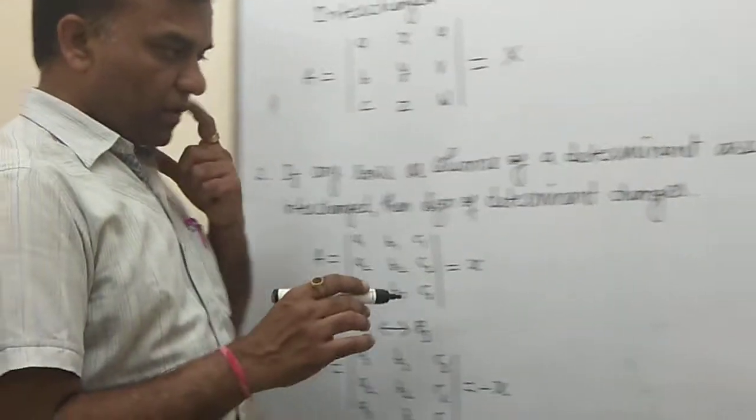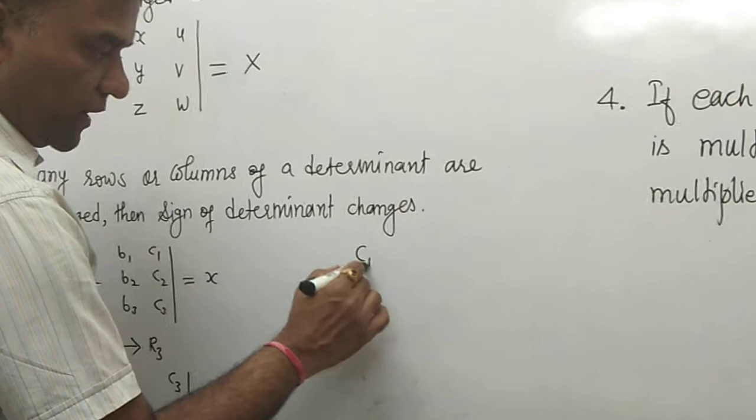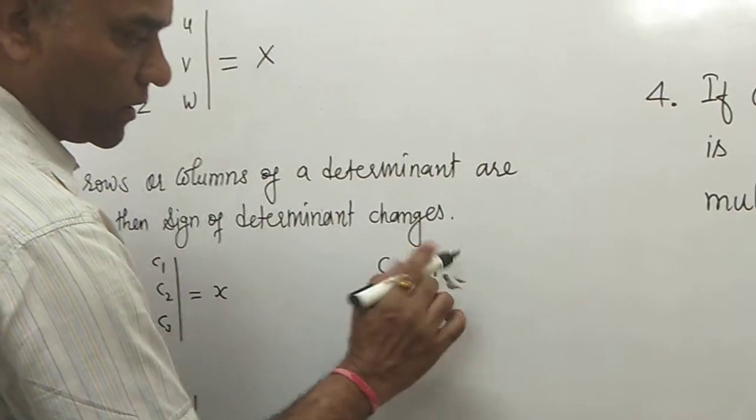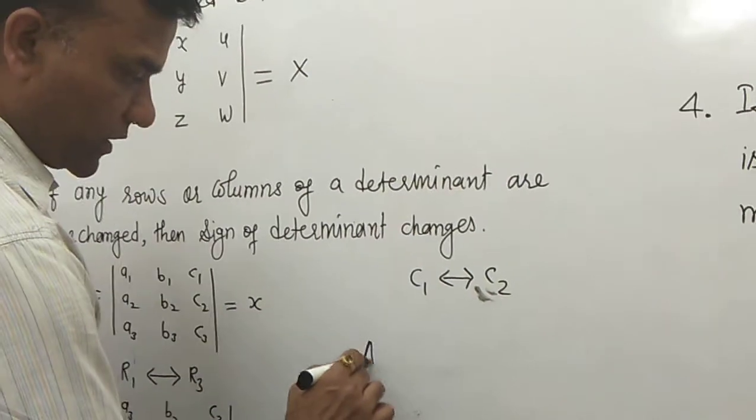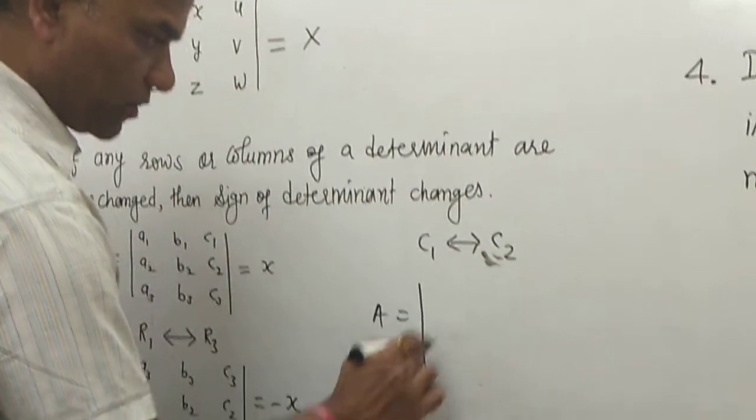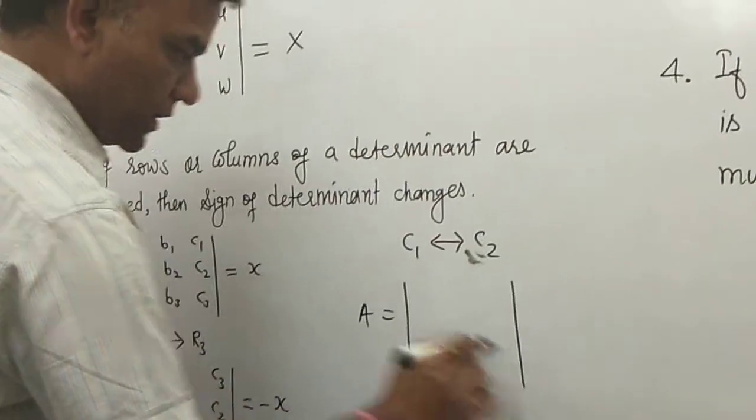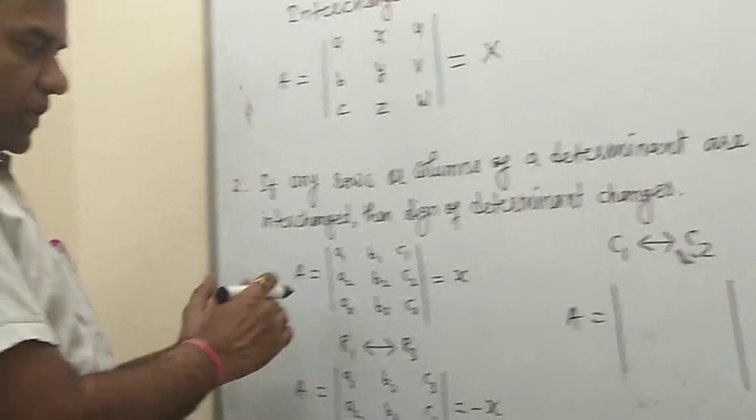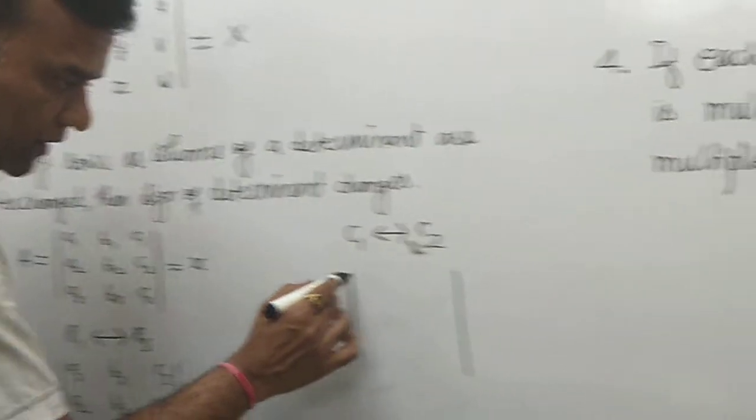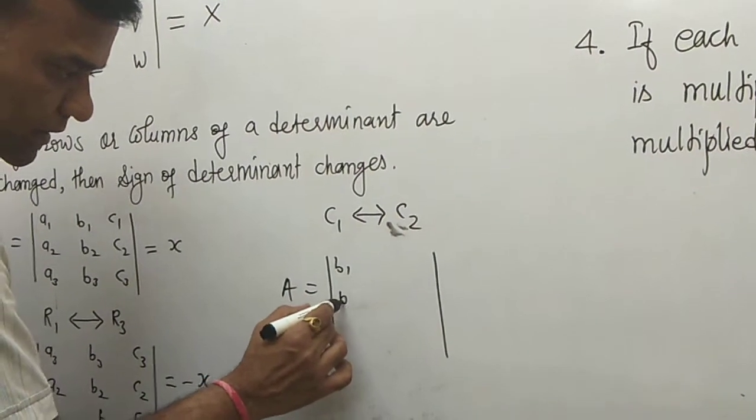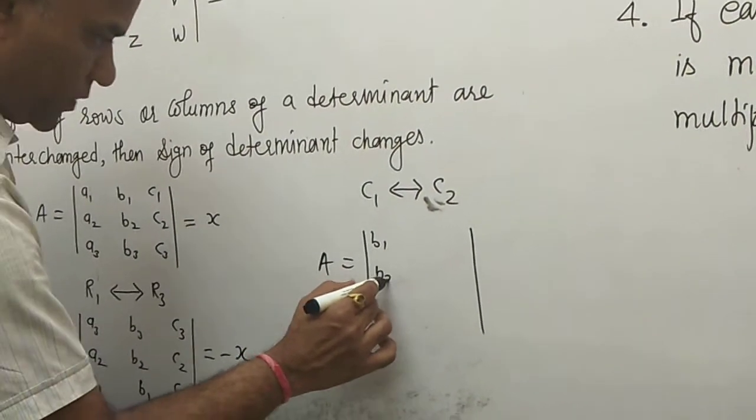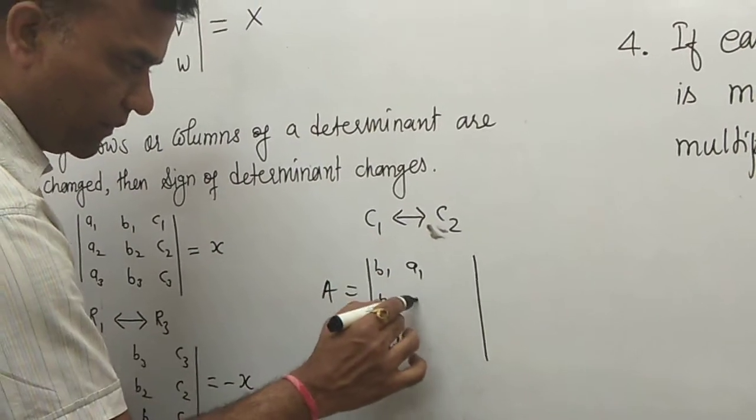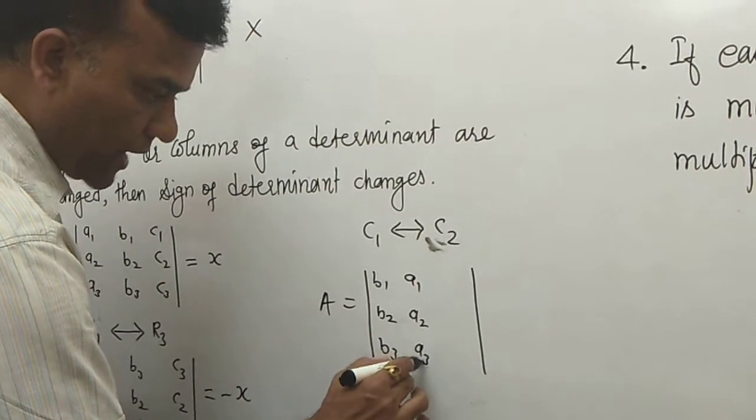Now suppose you write down C1 interchange C2, and then your determinant is written the same way. So the column B1, B2, B3 is in the first place, and the second is the first and the first is the second. So you write down here B1, B2 and B3. Similarly you write down here A1, A2 and A3.